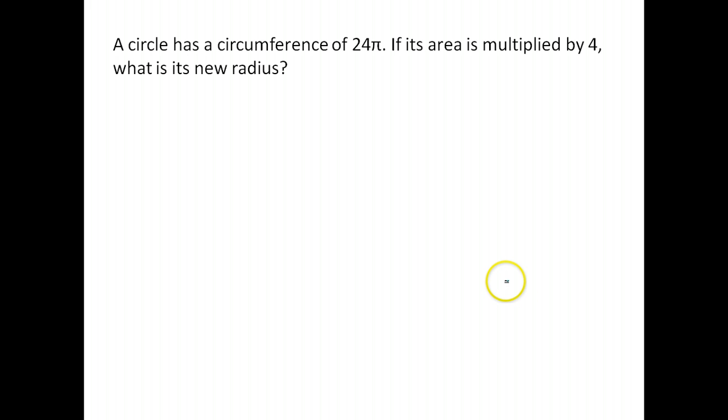Okay, a circle has circumference 24 pi. If its area is multiplied by 4, what is the new radius? Alright, so we can work this out, or we can use our little cheat sheet. Remember, we had our little cheat sheet.